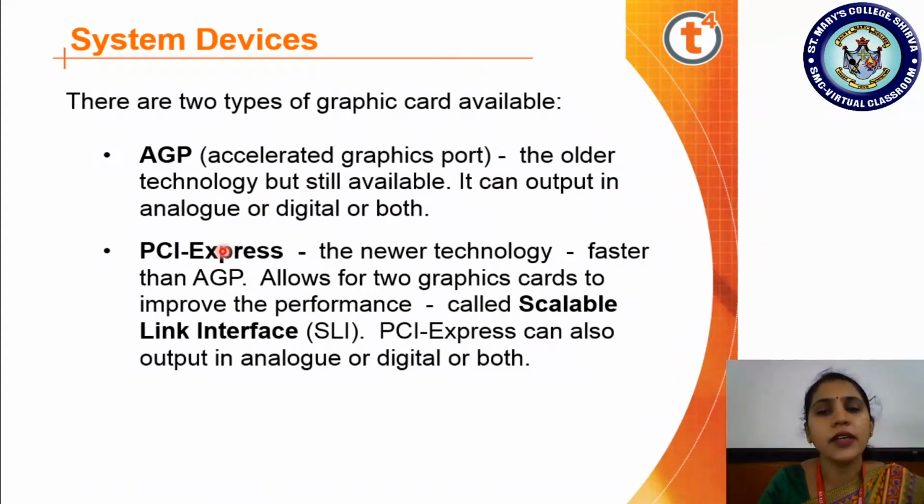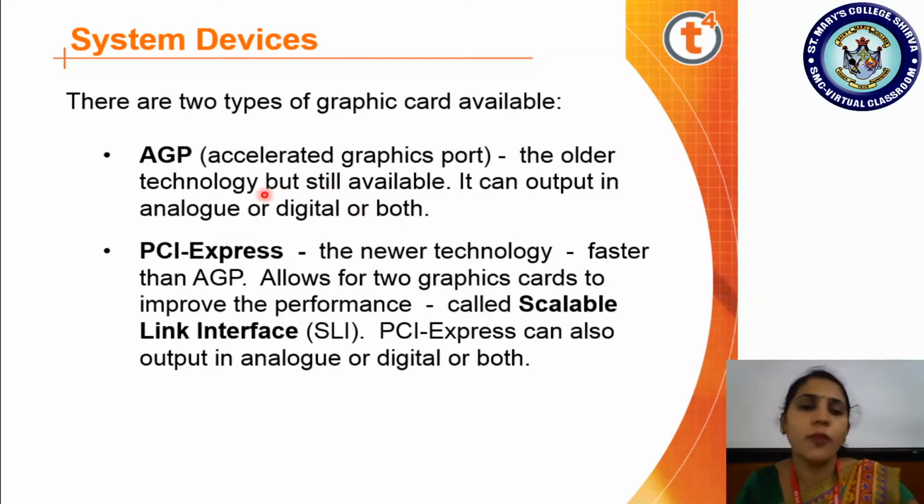It can output in analog or digital or both. So it can output the information in either analog or digital form. Both are supported by this type of graphics card. And the other category is PCI Express. It is a newer technology which is comparatively much faster than AGP, and it allows for two graphics cards to improve the performance, called scalable link interface. It can also output in analog or digital or both. So normally both of them carry the same features, but PCI Express supports more than one graphics card.